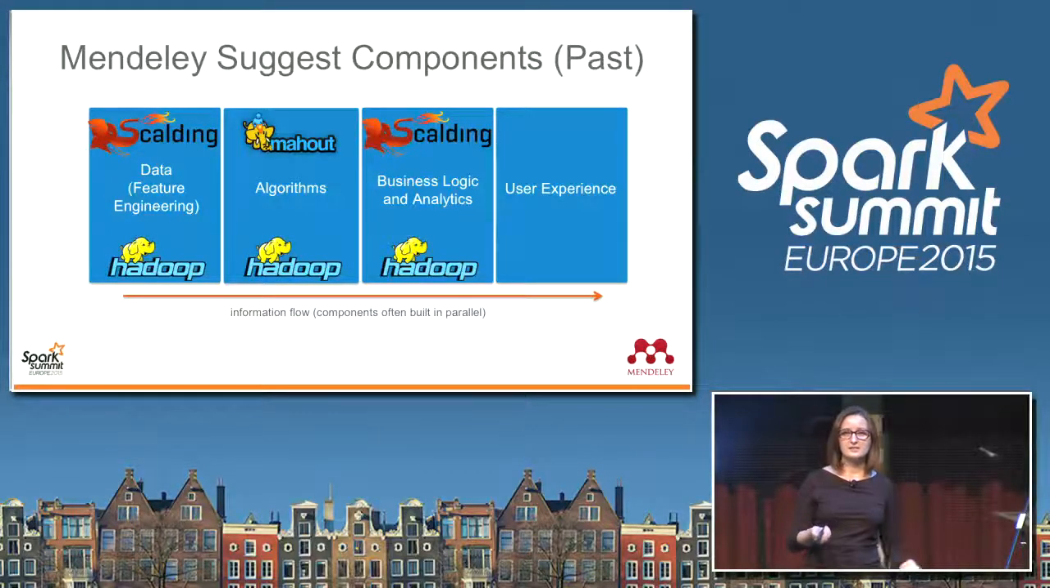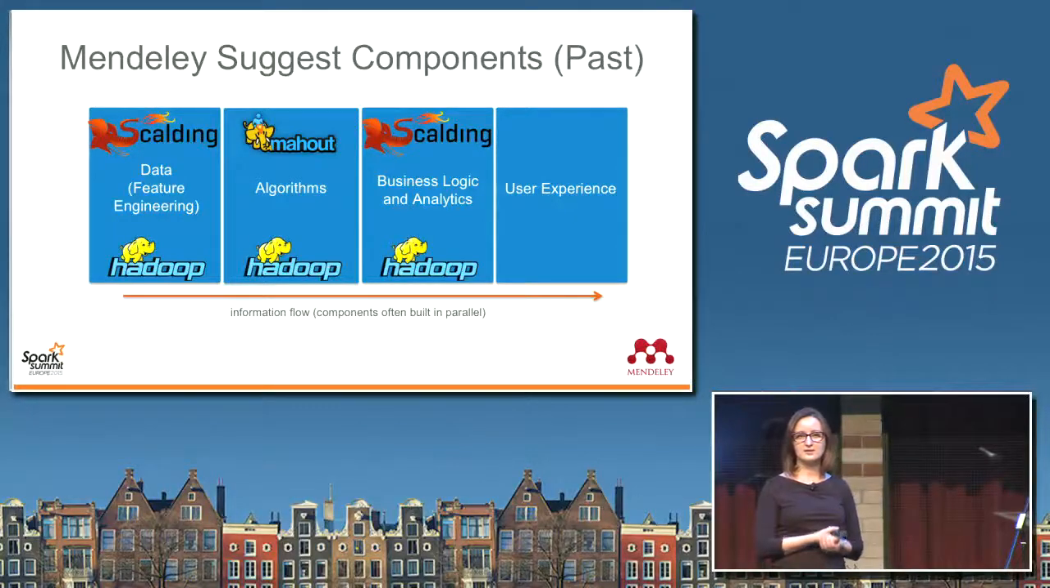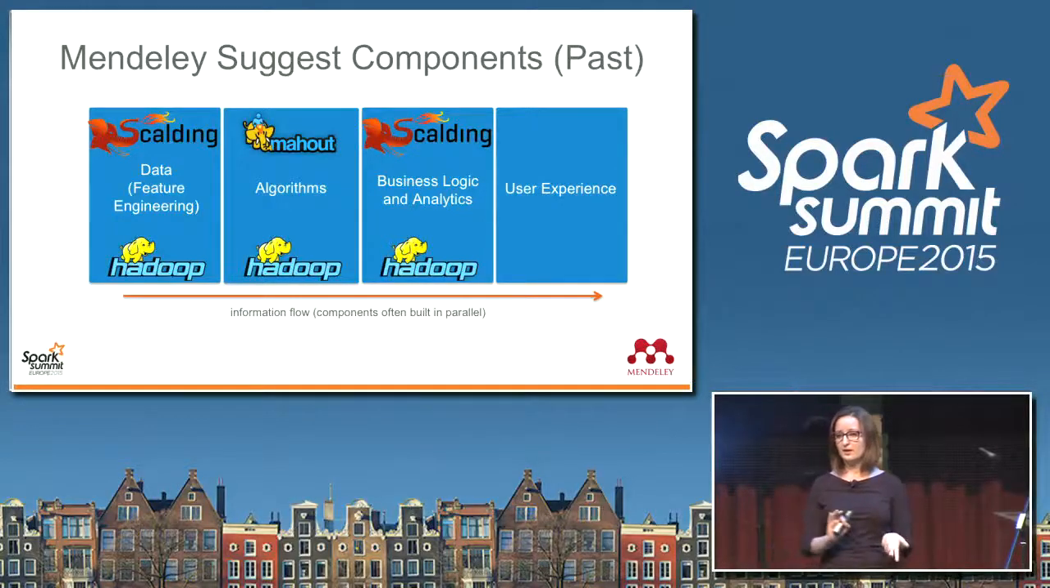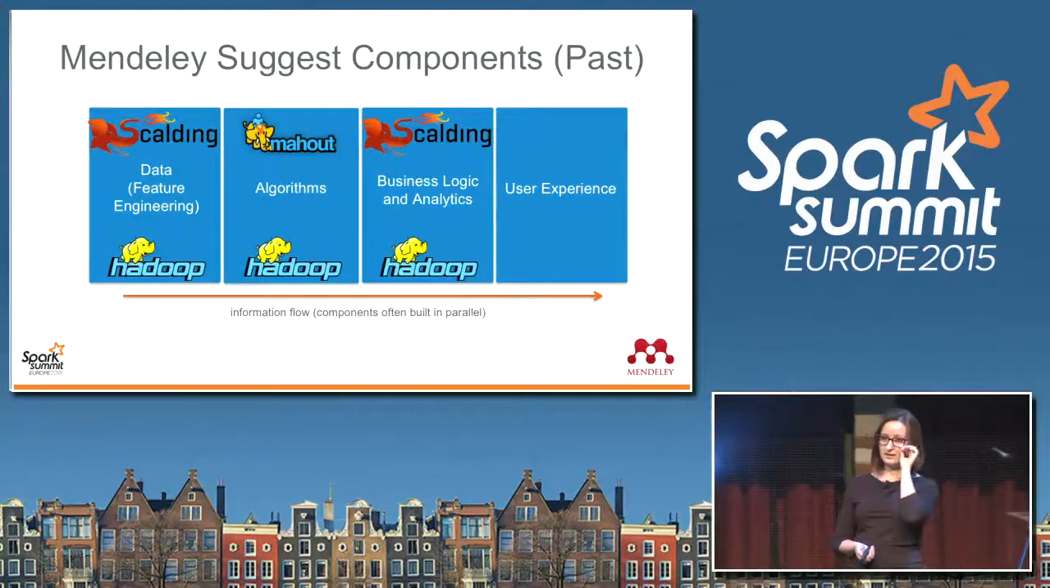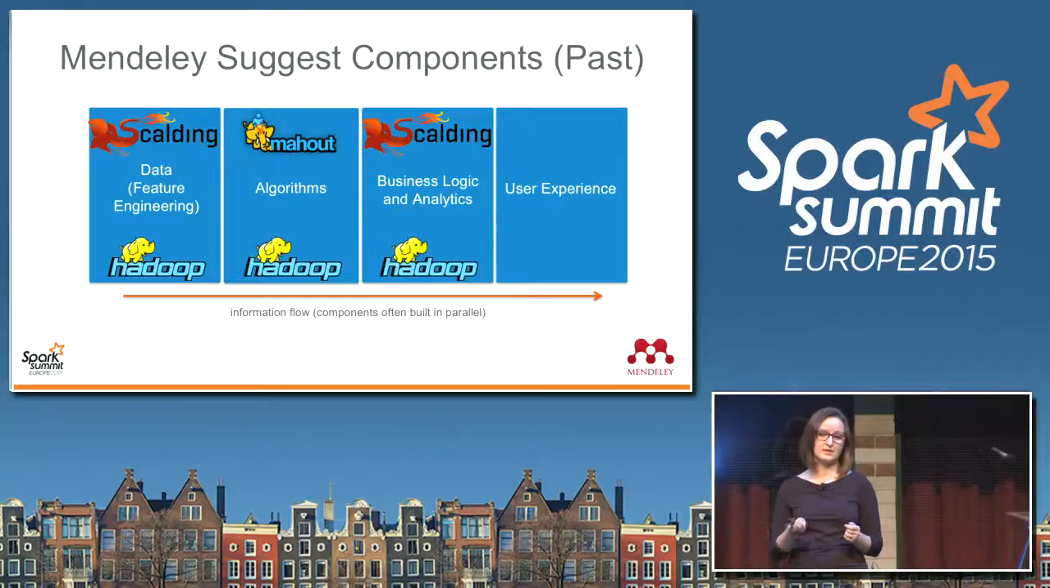Mendeley Suggest, we built that a couple of years ago, and it was built on top of Hadoop. We started off with native Java MapReduce, and over time we moved into Cascading, and more recently into Scalding. And the core component has, for quite some time actually, been on Mahout.